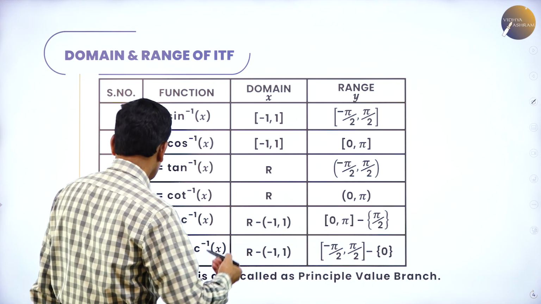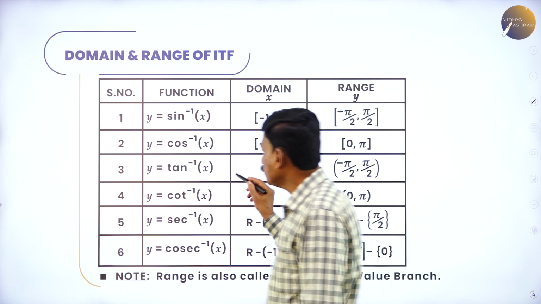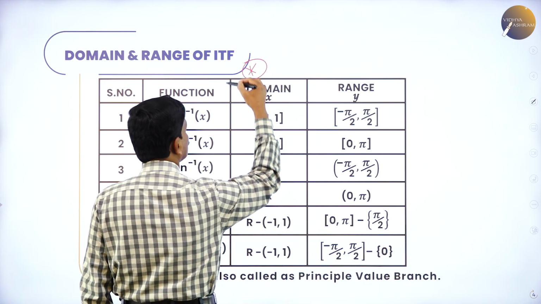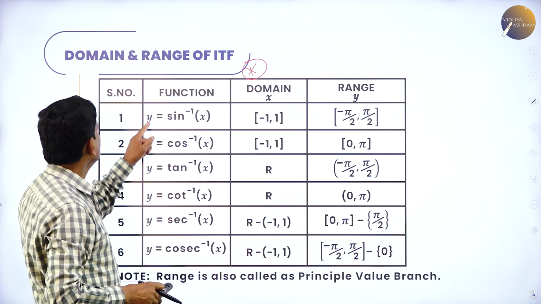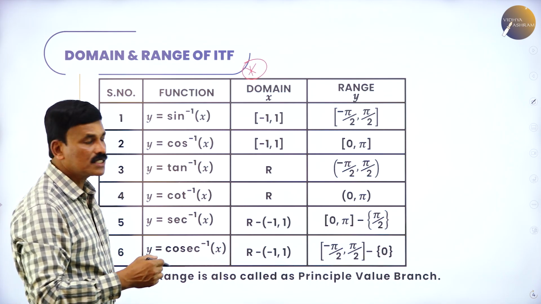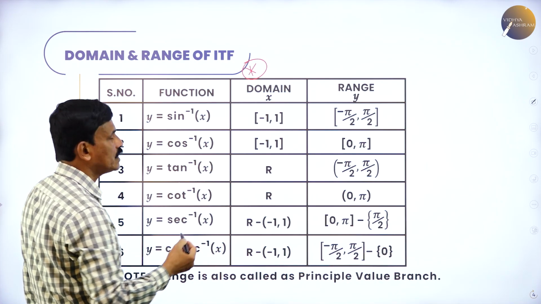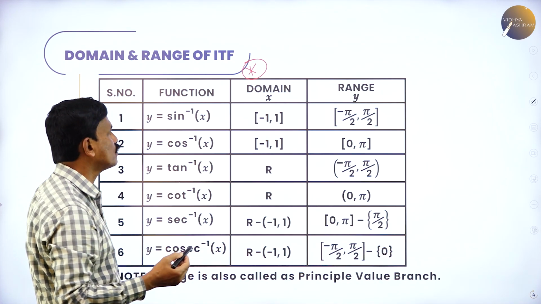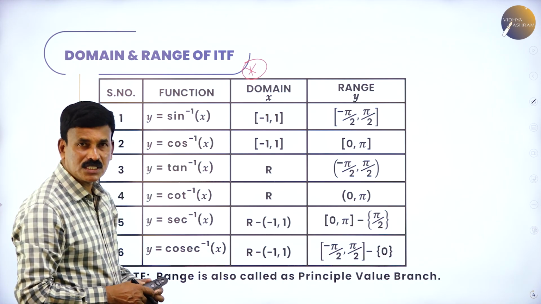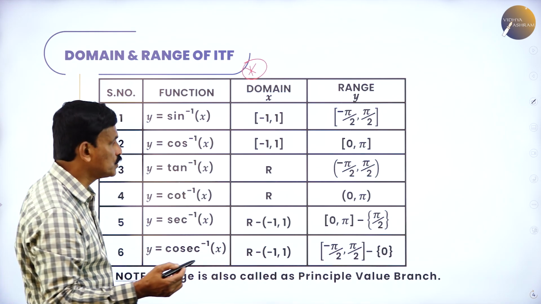So now let us come to the first one: function, domain, and the range. For sin inverse, this is very important. You may expect a one mark question from this. If y is equal to sin inverse x is the inverse of the sin function, then the domain is the closed interval minus 1 comma 1 and the range is minus pi by 2 to plus pi by 2.